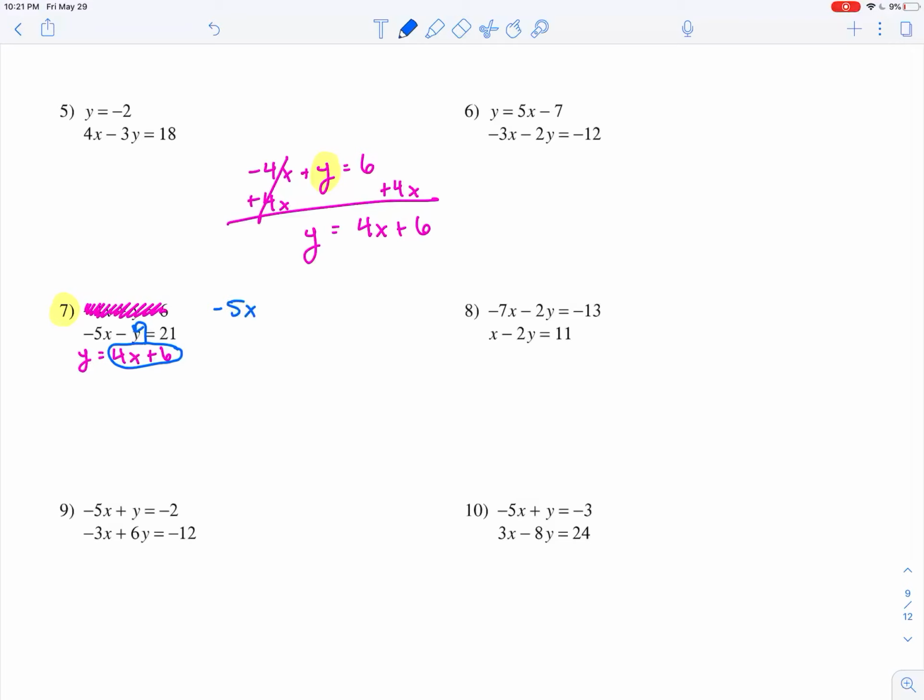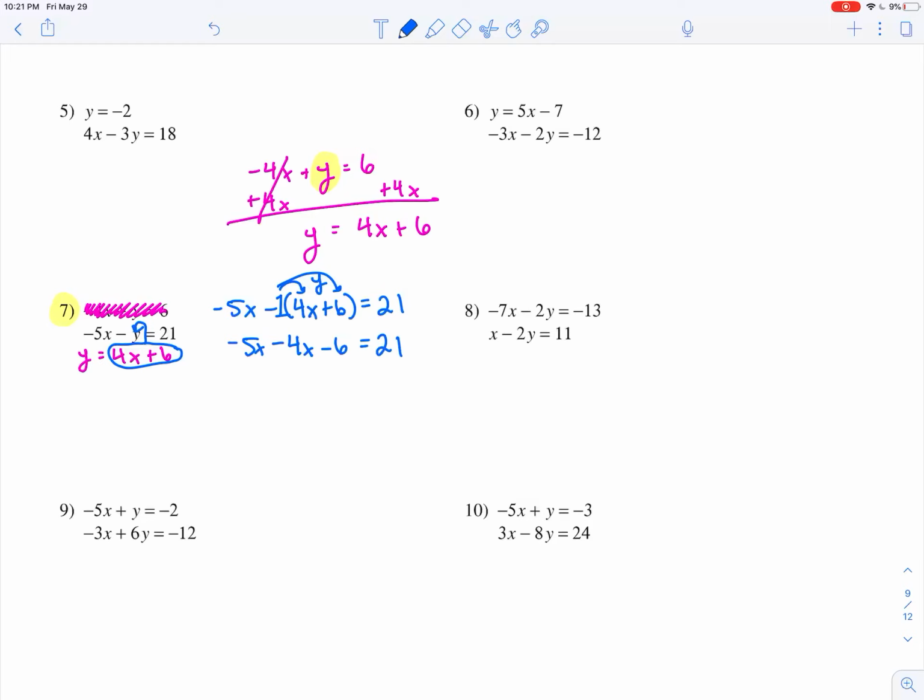So I have negative 5x minus y. So I'm going to take this 4x plus 6 and write it in parentheses, because this value was y. So I'm just substituting it in, and that is equal to 21. With this, remember there's an invisible 1 there. So really, when you have the minus sign right outside the parentheses, you have to distribute a negative 1 to both terms inside. So negative 1 times 4x is negative 4x. Negative 1 times positive 6 is negative 6. And now I can just rewrite everything else that's left.